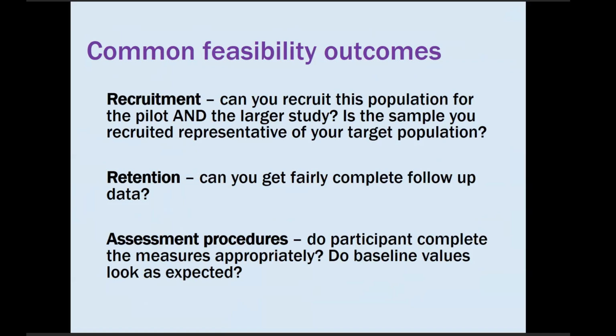A great thing to test in a pilot study is the assessment procedure. Is how you're proposing to collect the data feasible and acceptable? For instance, do participants complete the measures appropriately? Do the baseline values look as you expect? This is also a great place to demonstrate that for a larger study, you can get the data you're looking for. For example, if you're intervening and have participants fill out questionnaires or surveys, and you're also abstracting data from the medical record, are you able to obtain their records? Are you getting the information you think you're going to get? Do your procedures get you the complete data that you need from the medical records?